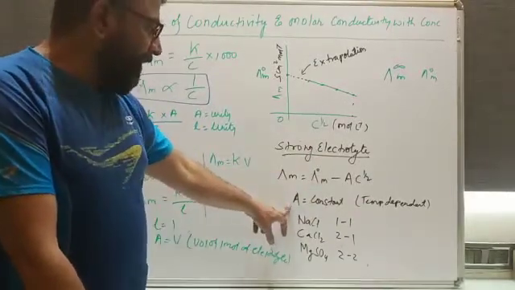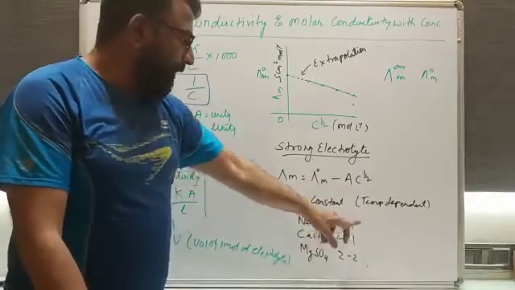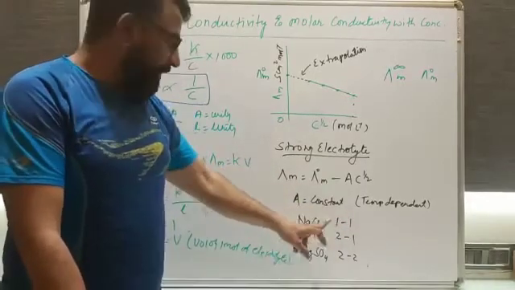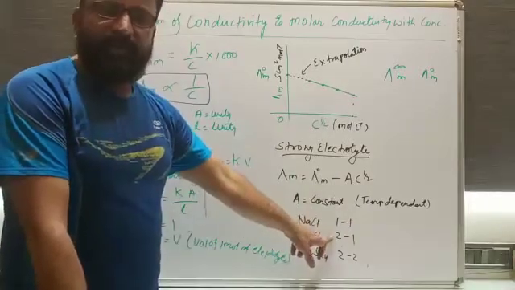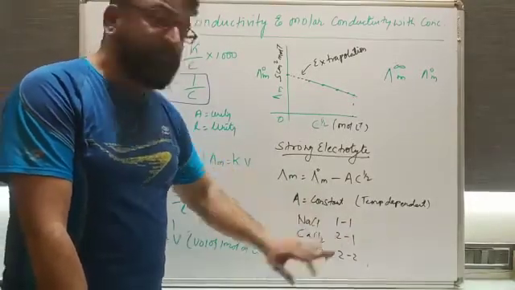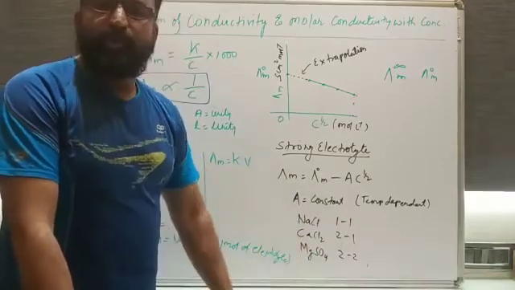You can say A can be calculated as, for NaCl, 1 minus 1. 1 is the valency of Na, and minus 1 is the valency of Cl. For CaCl2, the valency of Ca is plus 2, and chlorine's valency is minus 1. Okay, for MgSO4, 2 minus 2 is there.